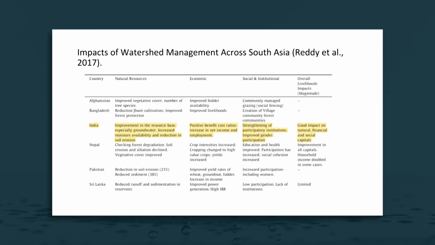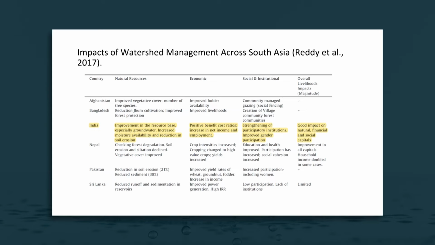Then in India, from a natural resources perspective, the impact of watershed management is that it improves the resource base, especially groundwater, increases moisture availability and reduces soil erosion. And economically, it gives positive benefit, increase in net income and employment. From a social and institutional perspective, you will find it strengthens participatory institutions and improves gender participation.